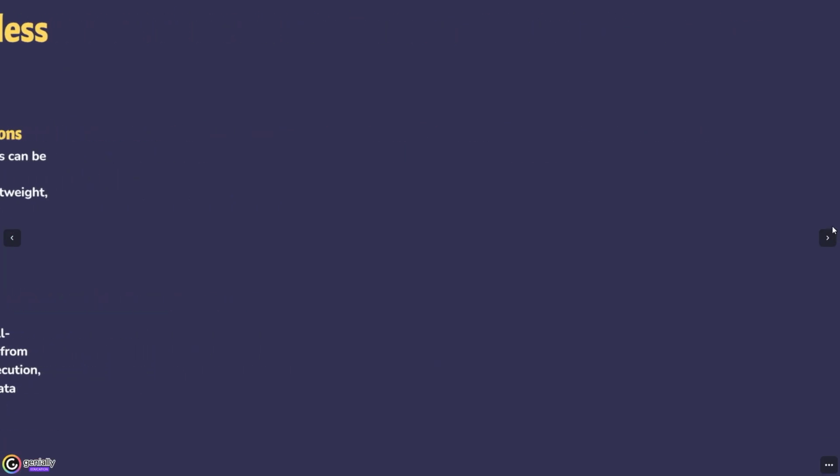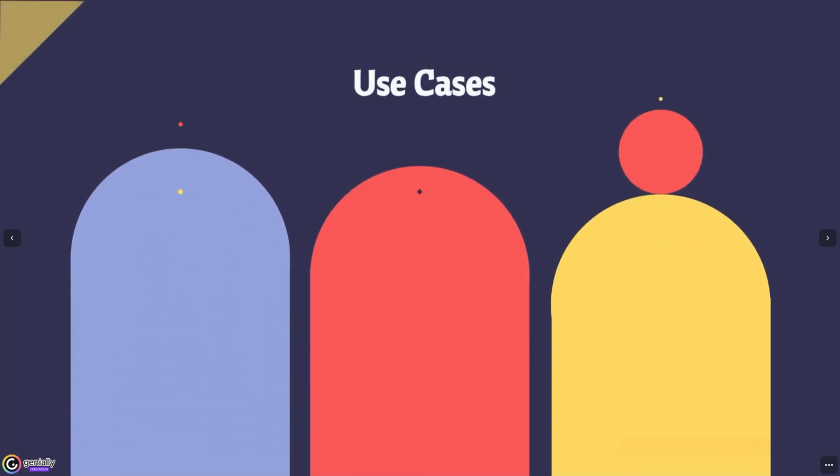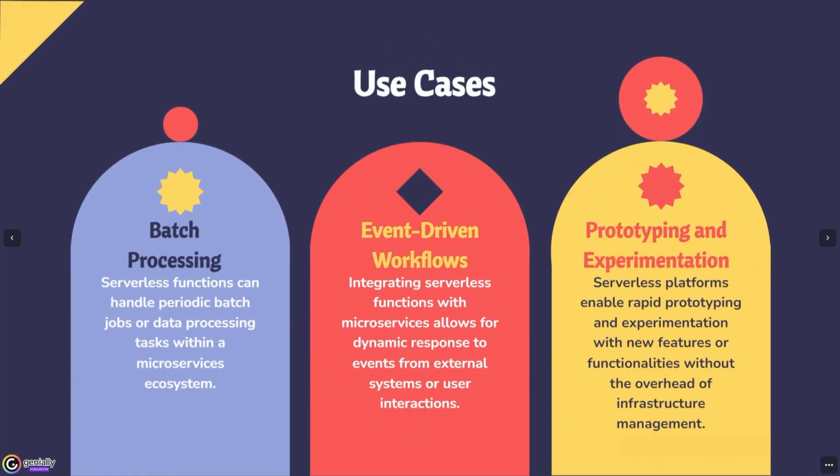If we take a look at use cases, one is batch processing. Serverless functions can handle periodic batch jobs or data processing tasks within a microservices ecosystem. Next one is event-driven workflows. Integrating serverless functions with microservices allows for dynamic response to events from external systems or user interactions.